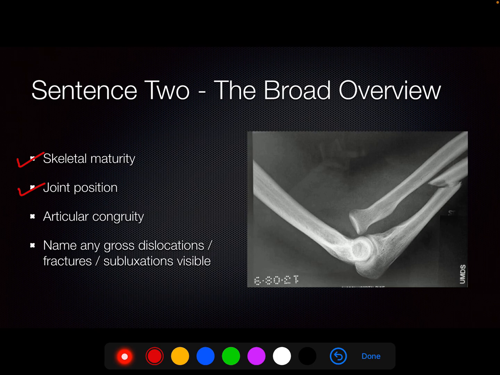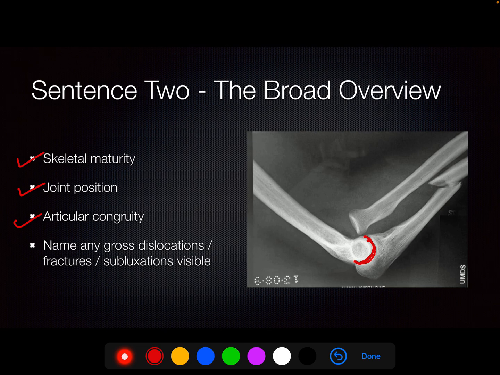Followed by that, you can also make a comment on the joint position, where the elbow appears flexed to 90 degrees. Then you can talk about articular congruity. Here, as you can see, the humero-ulnar articulation seems to be maintained. And lastly, you will name any gross dislocation, fracture or subluxation which is visible.